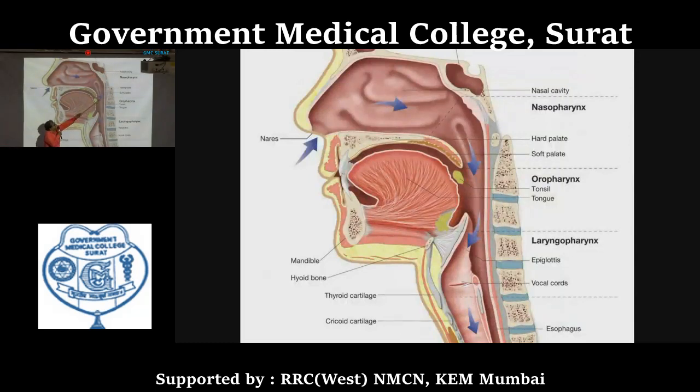Now, in the second state, let me show you. Here the bolus is in the oropharynx. Now, this oropharynx directly communicates with this nasopharynx here, and lower down the food may pass through this larynx also. So, in this stage, these two communications must be closed to prevent the food from entering into this nasopharynx as well as into the laryngeal cavity.